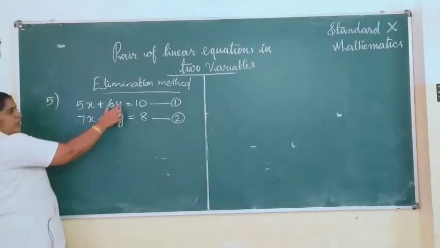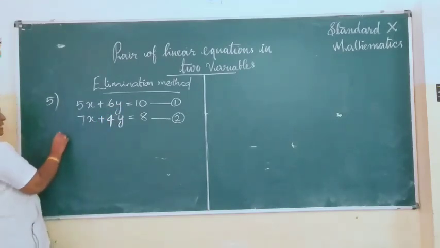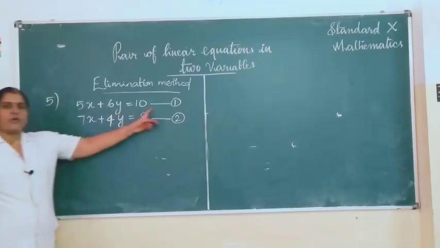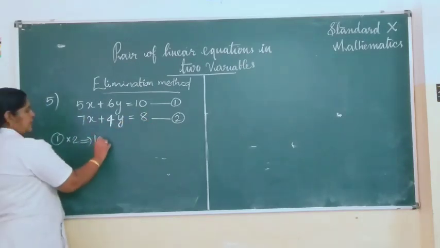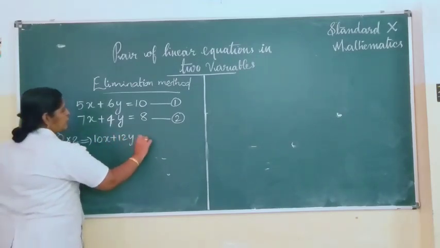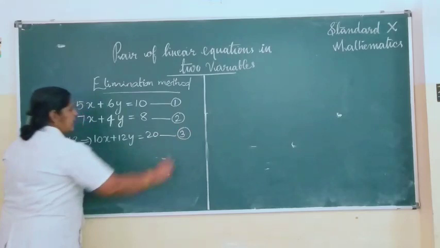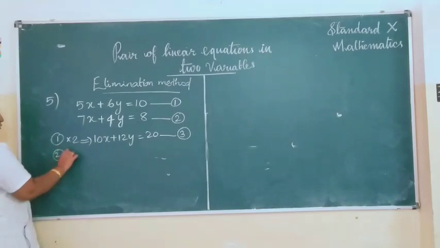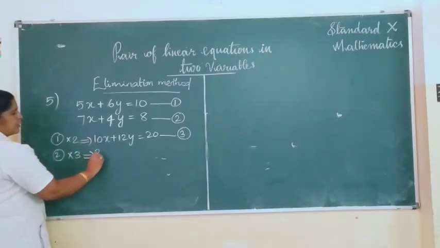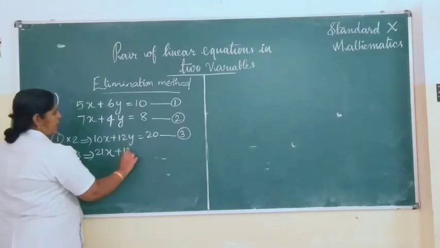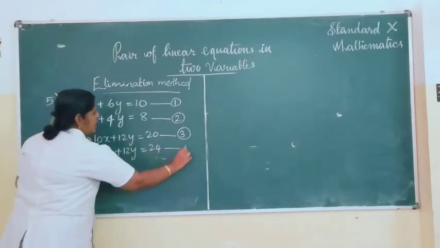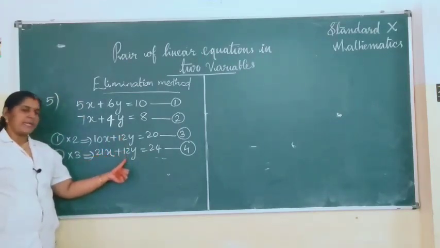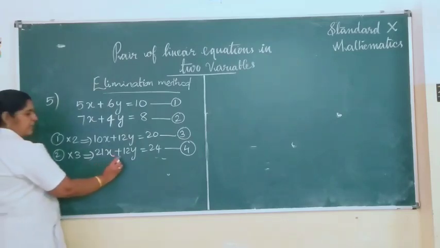Here I am going to eliminate y. So the first equation I am going to multiply by 2. When you multiply throughout by 2, it becomes 10x plus 12y equal to 20. Name it as equation 3. And the second equation, multiply throughout by 3. So 7 into 3, it becomes 21x plus 12y equal to 24. Name it as equation 4. Now we have 12y, so we are going to eliminate y. Now see the sign of the second equation.